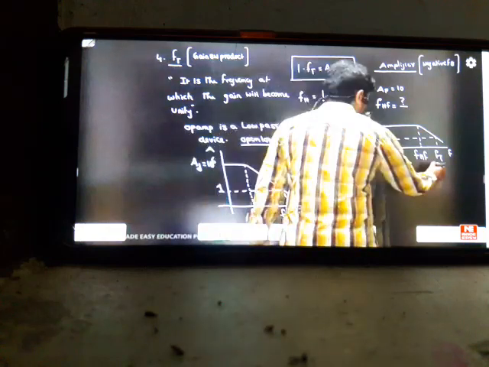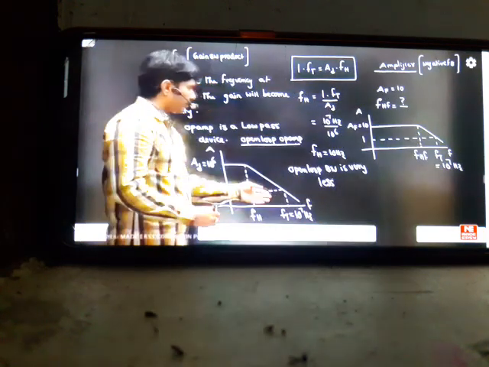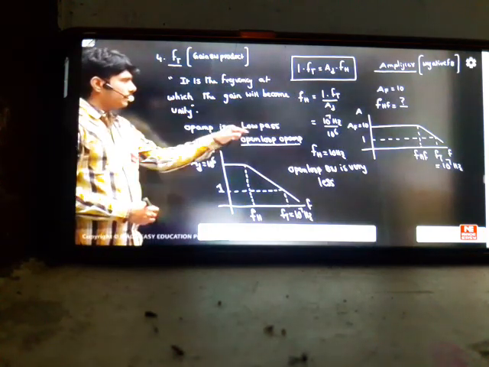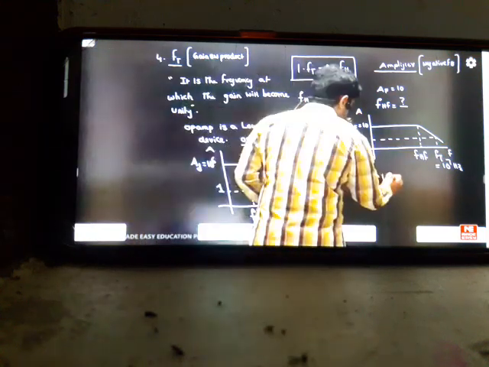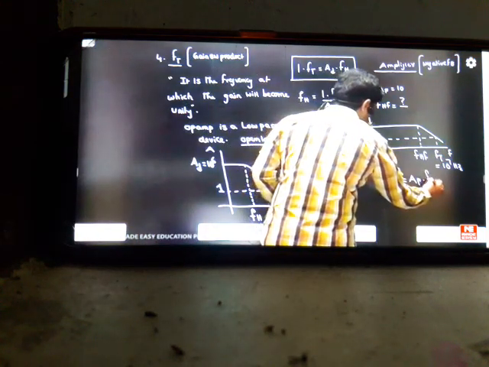Already FT given in the previous problem is 10 power 7 Hz. I'll use the same data, whatever you have given; same data FT I can write. Only thing is the closed loop gain is different now, it is 10. So the formula I can write is 1 into FT will become AF into FH of F.